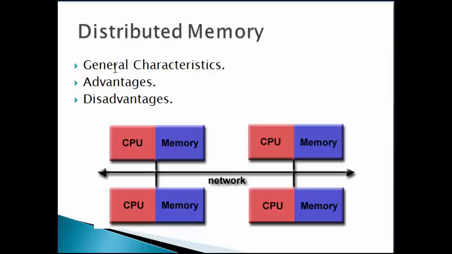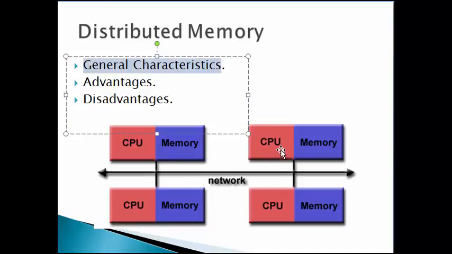General characteristics. 1. Like shared memory systems, distributed memory systems vary widely but share a common characteristic. Distributed memory systems require a communication network to connect inter-processor memory. 2. Processors have their own local memory. Memory addresses in one processor do not map to another processor, so there is no concept of global address space across all processors. 3. Because each processor has its own local memory, it operates independently. Changes it makes to its local memory have no effect on the memory of other processors. Hence, the concept of cache coherency does not apply.